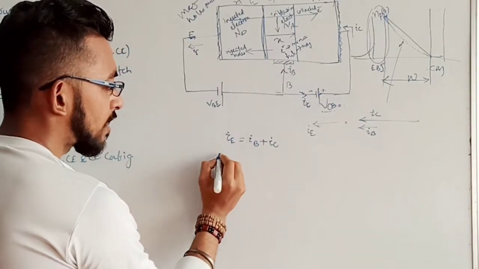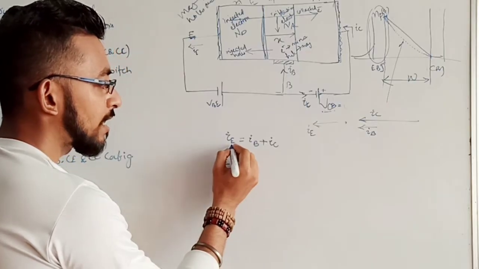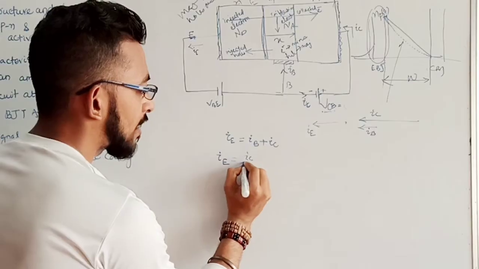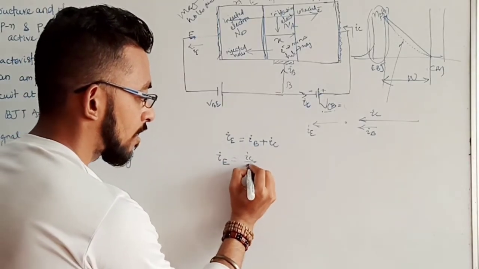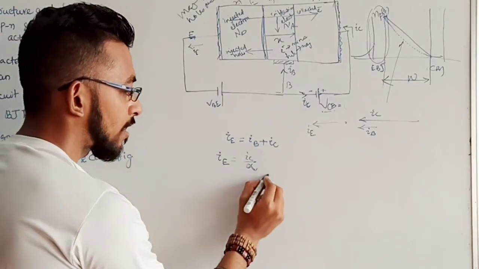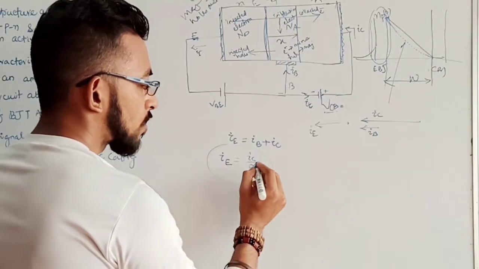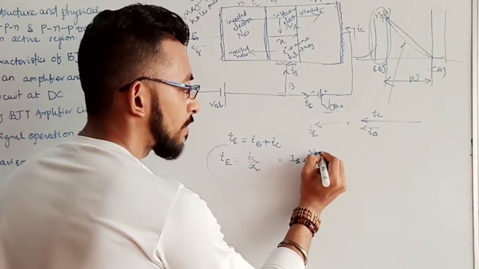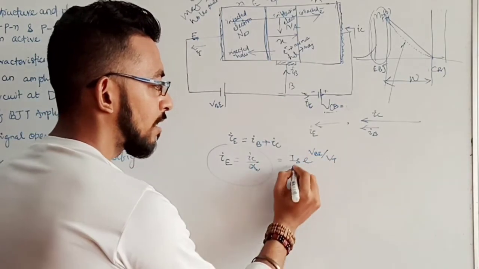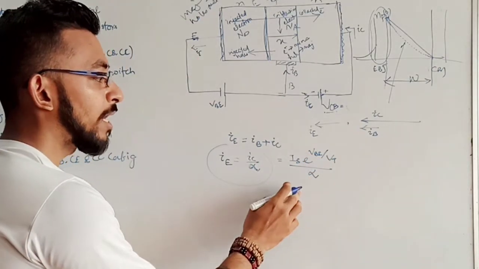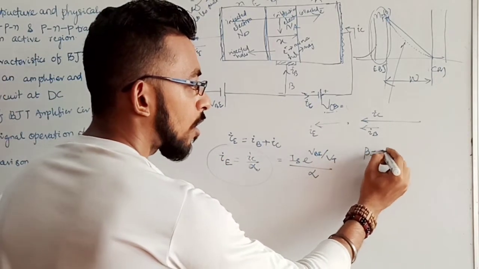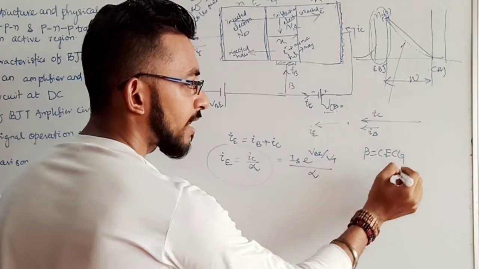So this IE is also a factor of IC. That is nothing but IC upon alpha. So what is our IC? IC is nothing but Is e power Vbe upon Vt, upon alpha. Similar to the previous case where beta came into the picture, beta is nothing but the common emitter current gain.